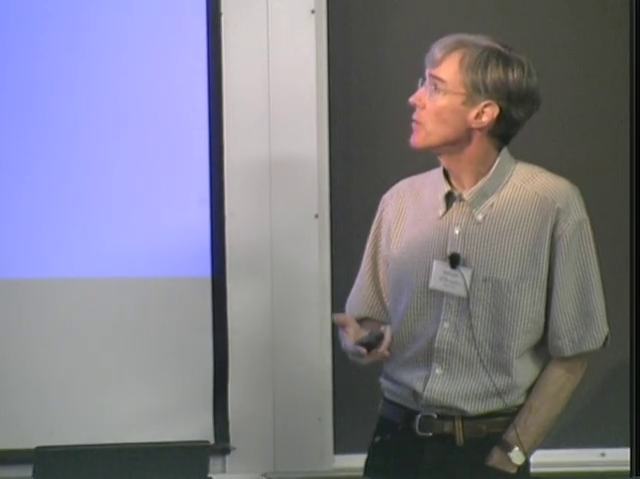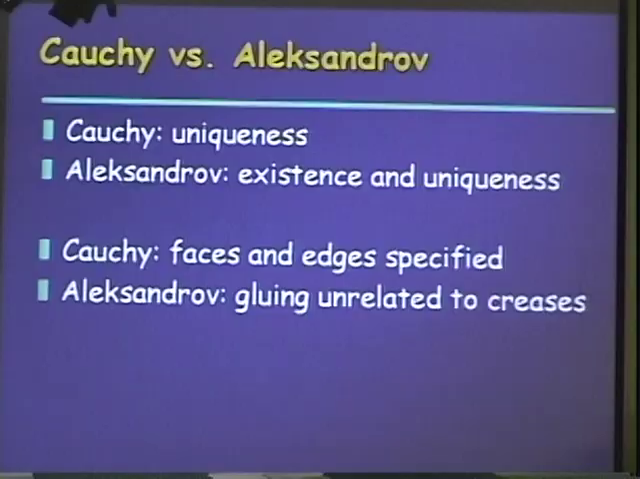Cauchy established uniqueness, but Alexandrov's theorem establishes the existence as well as uniqueness, and the existence is the hard part. And also a second difference is that in Cauchy's theorem, given, so to speak, are the faces and the edges, the face angles, all the edge lengths, and the facial structure, the combinatorial structure, is known. It's part of the input, so to speak, to Cauchy's theorem.